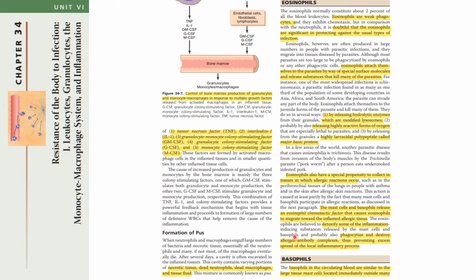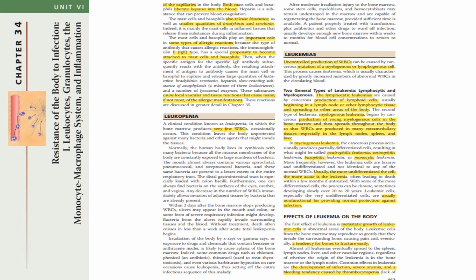Basophils in circulating blood are similar to the large tissue mast cells located immediately outside many of the capillaries. Both mast cells and basophils liberate heparin into the blood, and also release histamine as well as smaller quantities of bradykinin and serotonin. Mast cells and basophils play an important role in some types of allergic reaction. Immunoglobulin E, the IgE type of antibody, has a special propensity to become attached to the mast cells and basophils.